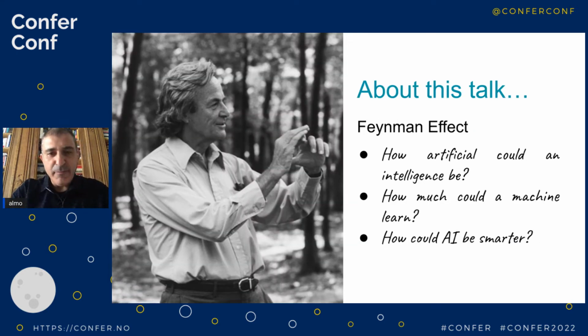Let me tell you a little bit more about this talk, because it's the result of what I call a Feynman effect. Probably many of you know Richard Feynman, and there is a very interesting story about this scientist. When he was young, after finishing his PhD, he spent some time trying to find what would be the next step for him. And at some point, he was in the lab, I think, just looking through the window. It was raining, and he saw how the rain was, you know, forming some paths on the glass.